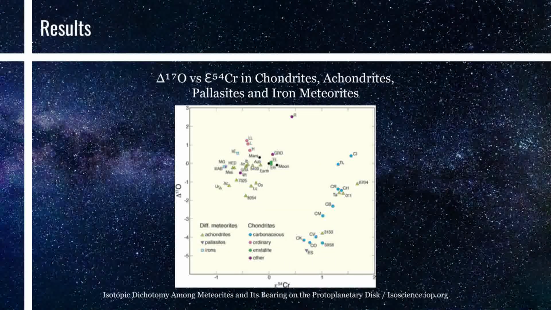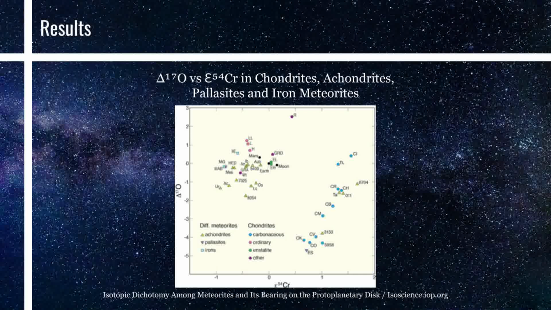This graph displays the chromium-54 and oxygen-17 deviations from a standard terrestrial mass fractionation line. By doing so, it shows a clear difference between differentiated meteorites and carbonaceous chondrites. We can see most of the carbonaceous chondrites, with a few differentiated meteorites in there, plotted along the right side of the graph, and a majority of the differentiated meteorites clustered at the left side. Furthermore, the isotopic ratios of the Moon, Mars, and Earth are located among the left side cluster.